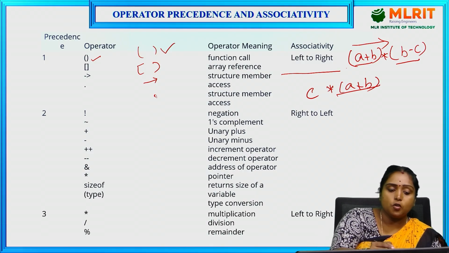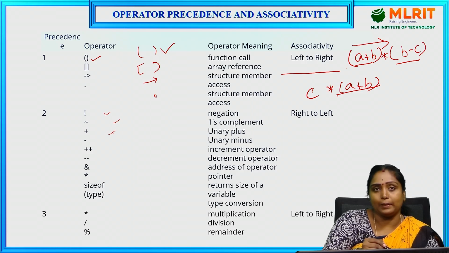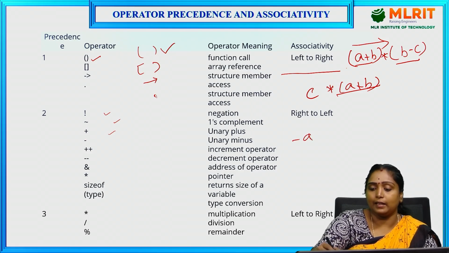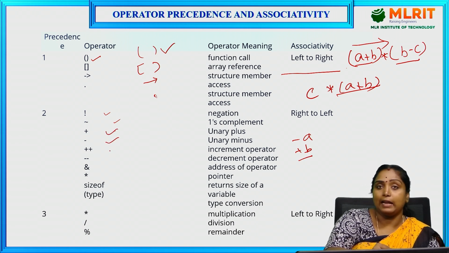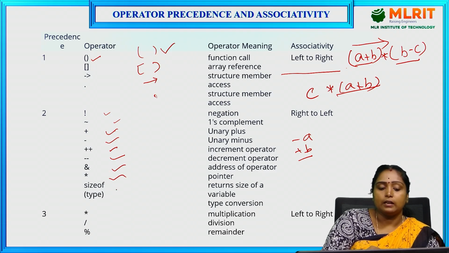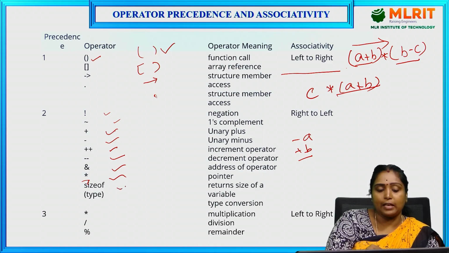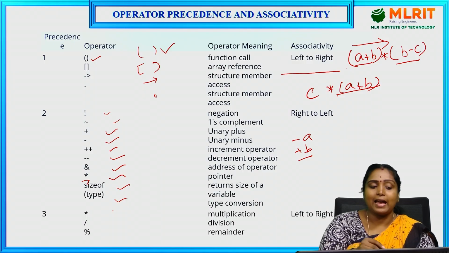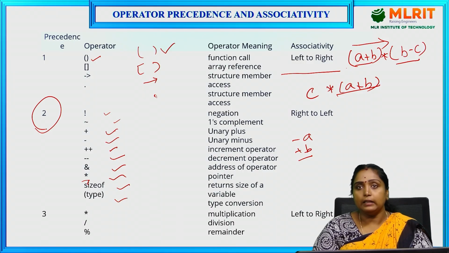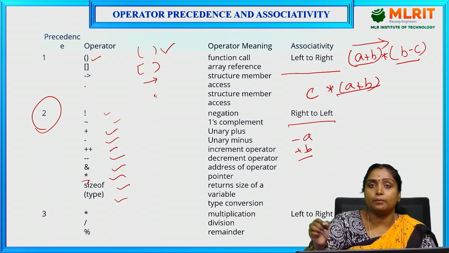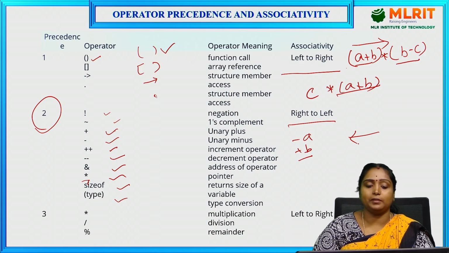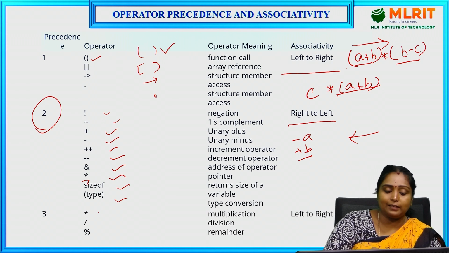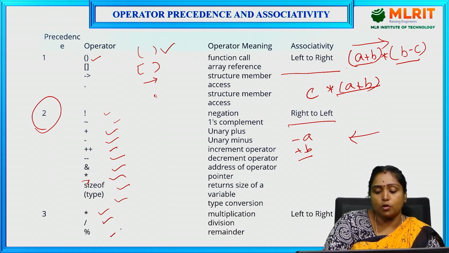Next come the not operator, complement operator, and unary plus, like -a + b. If unary operators are there, that is unary plus, unary minus, increment operator, decrement operator, address operator, and star pointer, which is not the multiplication but a pointer operator, the sizeof operator, and type conversion, these operators have the second priority, and they are to be evaluated from right to left, reversely.